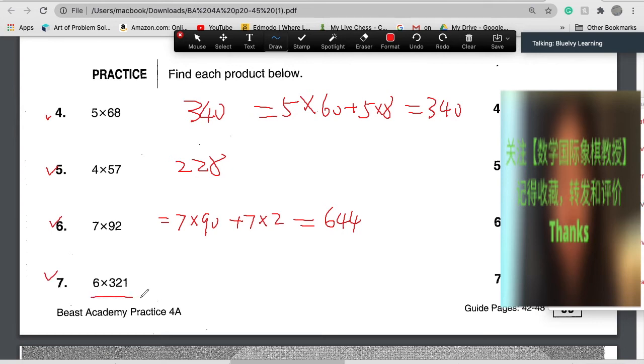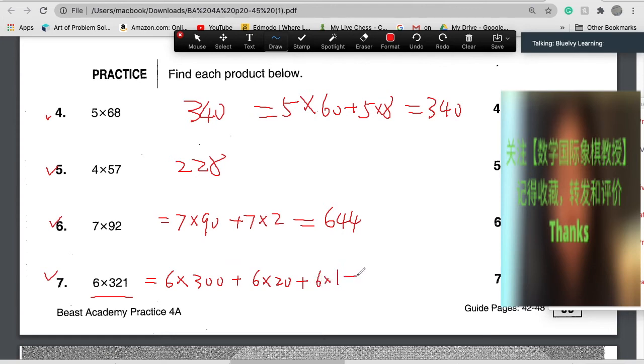What's your answer for this one? This is a little bit harder. We have 3 digits. But you can do the similar way. Okay, Samuel got it correct. Olivia got it correct. Who else? Okay, this one you can do 6 times 300 plus 6 times 20, then plus 6 times 1.